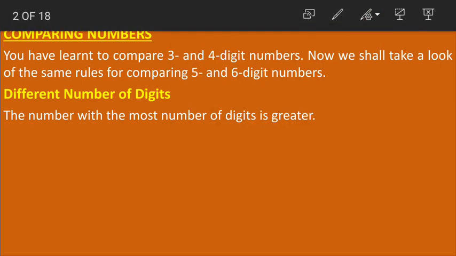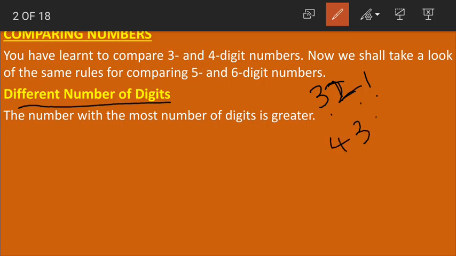What does different number of digits mean? Suppose I have a number with 3 digits: 3, 2, 1. This is a number which has how many digits? 3 digits, right? And then I have another number which has 4 digits: 1, 2, 3, 4. Now which number will be the greater number? Obviously this number, 4321, is the greater number, because the number of digits is more. So this will be our greater number.